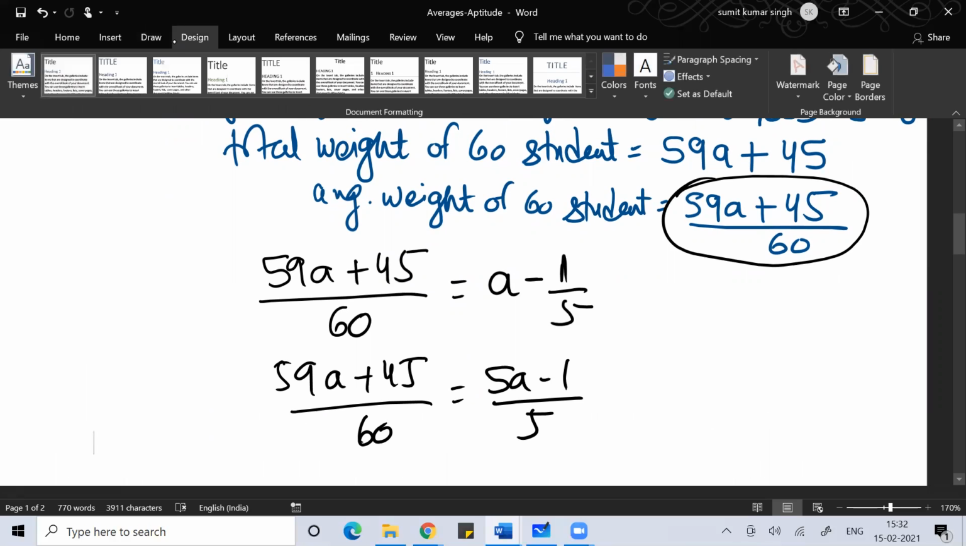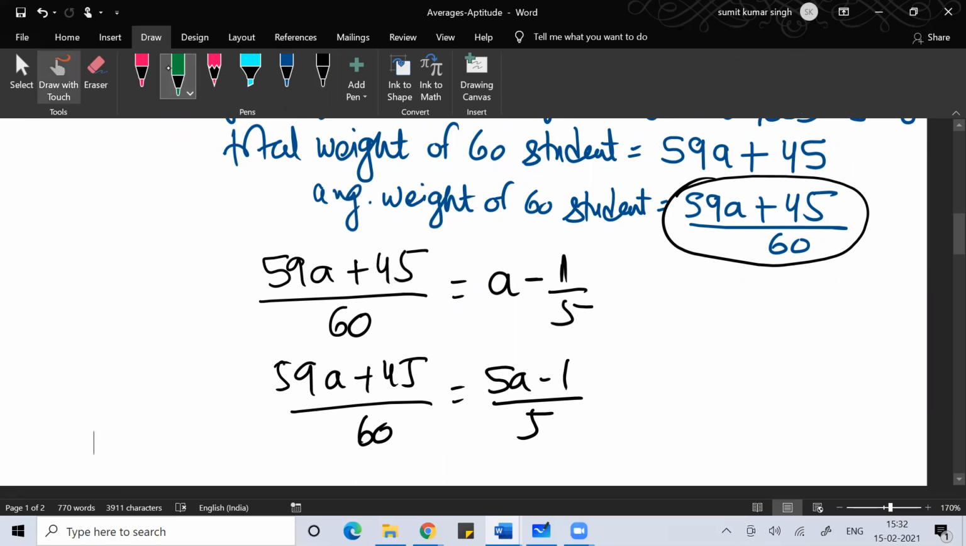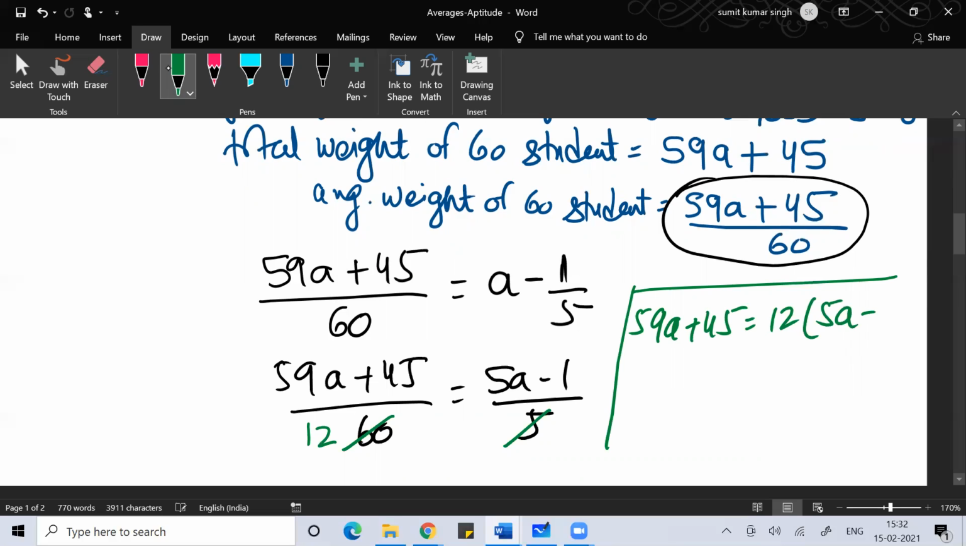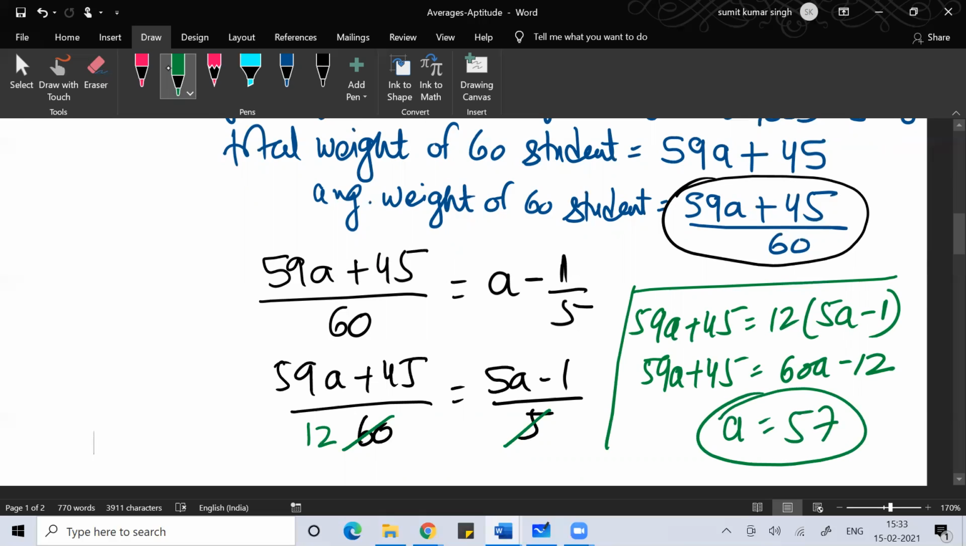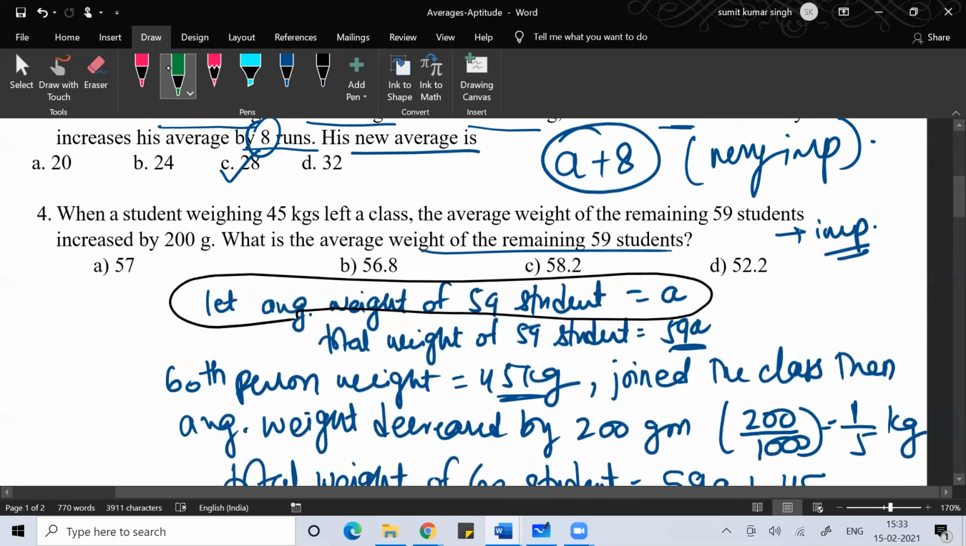Here 5 into 12 is 60. So I can write this as 59A plus 45 is equal to 12 into 5A minus 1, so 59A plus 45 is equal to 60A minus 12. So A is equal to 57. This is what we were looking for. We were looking for the average weight of 59 students, so the average weight of 59 students was 57.